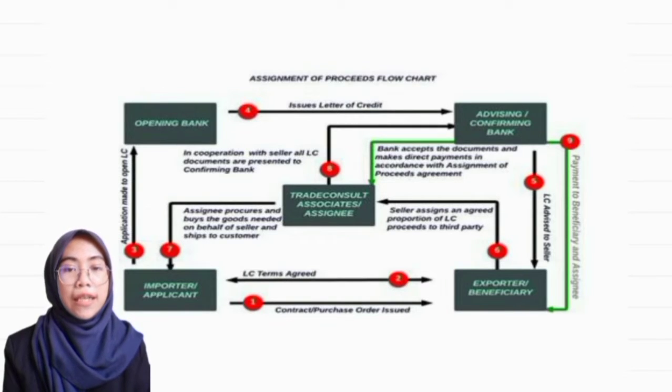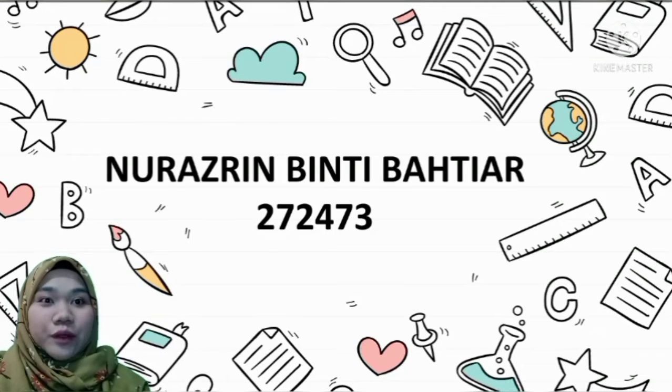The third party in this case is the assignee. So the assignee will procure and buy the goods needed on behalf of the seller and ship them to the customer. In cooperation with seller, all LC documents are presented to the confirming bank. Next, the bank accepts the documents and makes direct payment to the beneficiary and assignee in accordance with assignments of proceeds agreement.